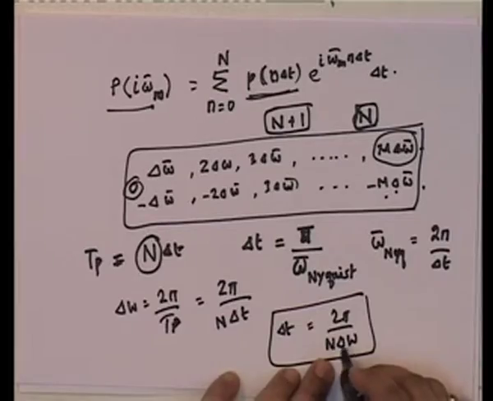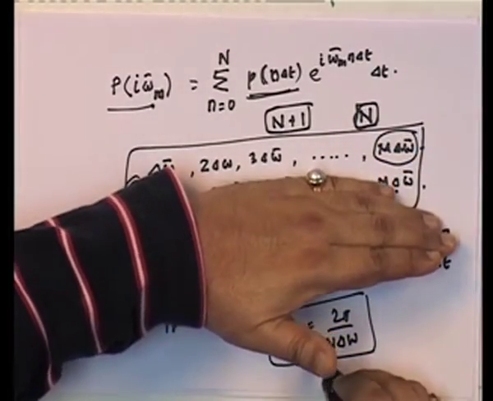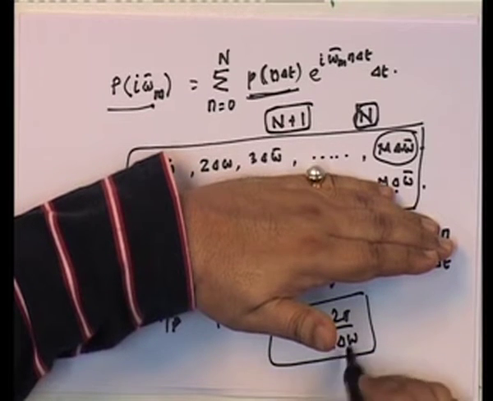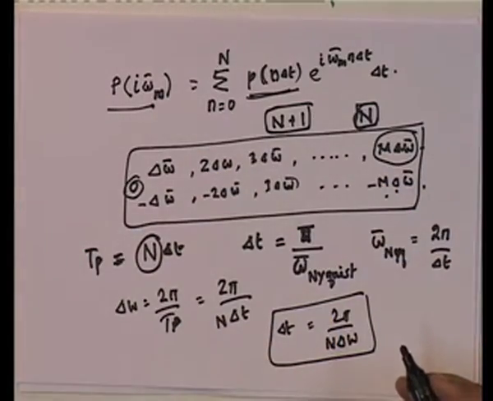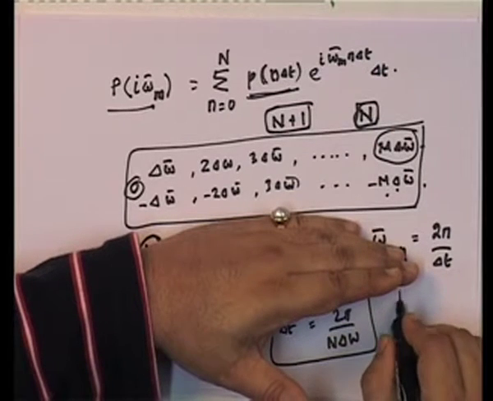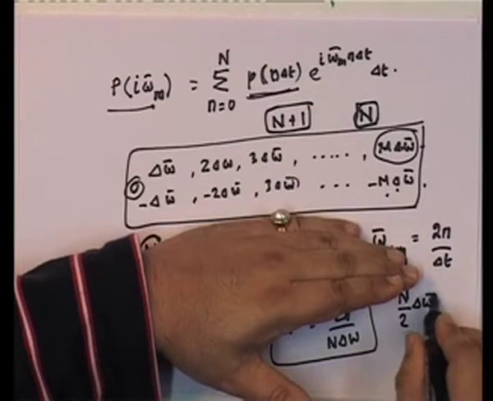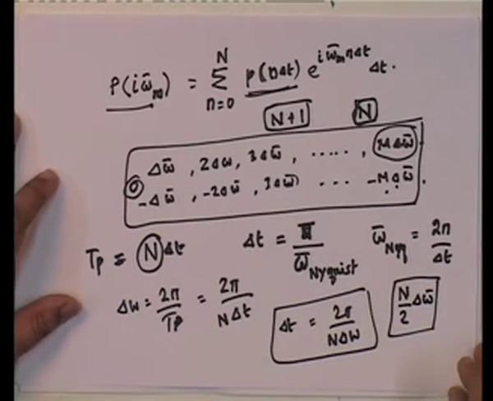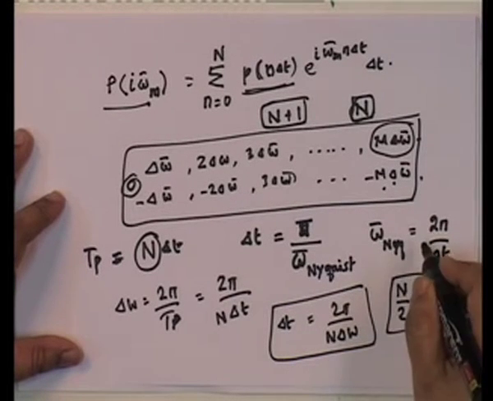Now, if you really look at it, if you only had one of them, m equal to n, then what would be the highest frequency? Well, the highest frequency would be n delta omega bar, there is no doubt about it. But because you have both, it is actually n by 2 delta omega bar, which is the largest frequency that can be represented in this, and this is the one that is called the Nyquist frequency.